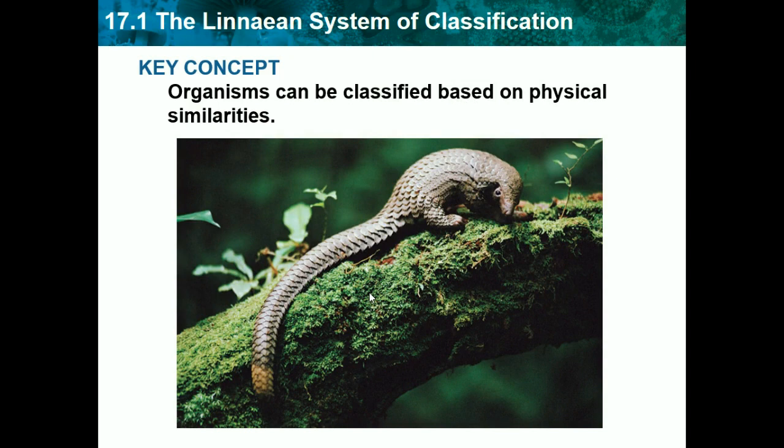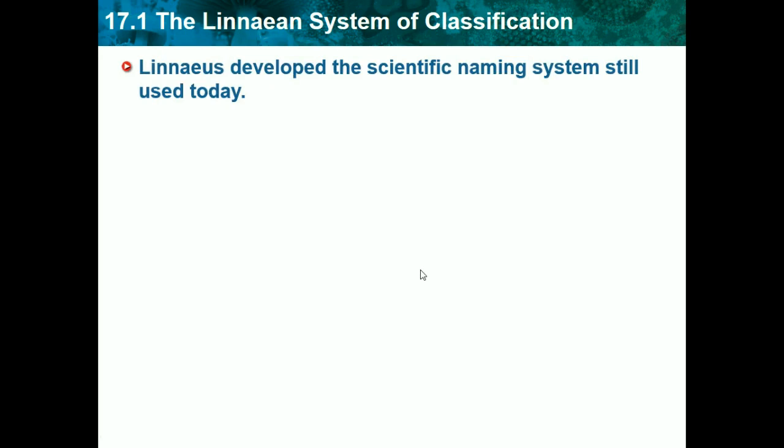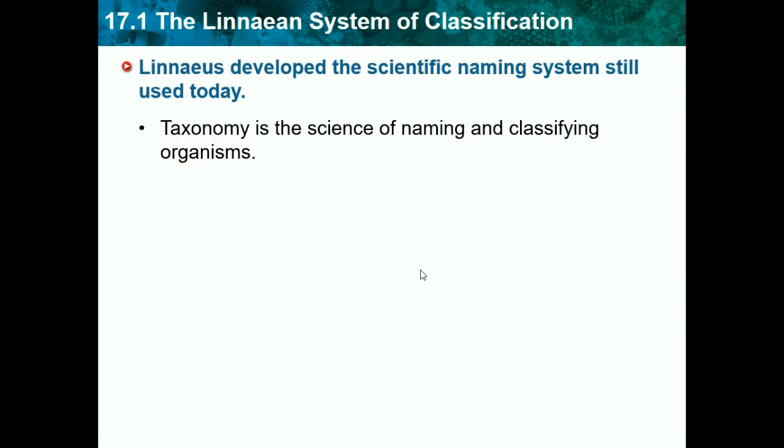So Linnaeus is just the scientist that made up this classification, and it's a classification used all over the world by scientists in every country to classify organisms. Linnaeus developed a scientific naming system still used today. Taxonomy is the science of naming and classifying organisms, so that's a key vocab word we need to know.